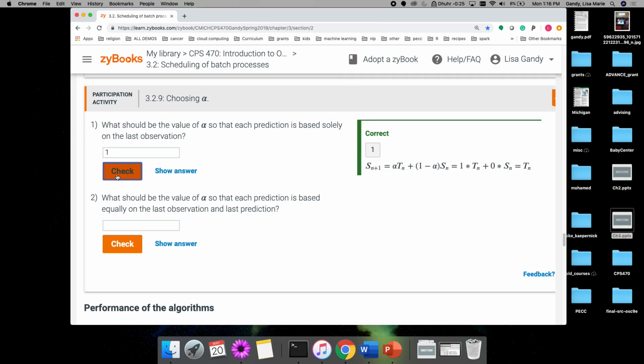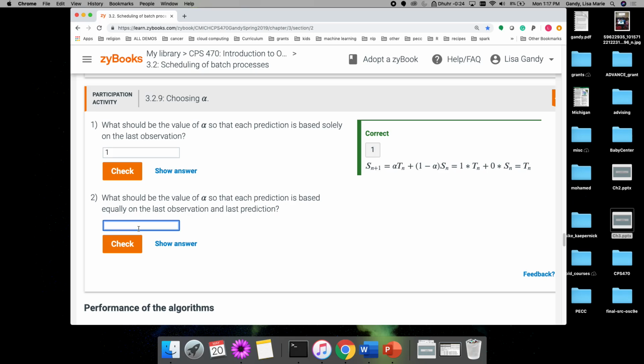Yep. And then do we see why that's true? Because then that'll be 1 and that'll be 0. So Sn's completely gone. And then what should be the value of alpha so that each prediction is based equally on the last observation and the last prediction?